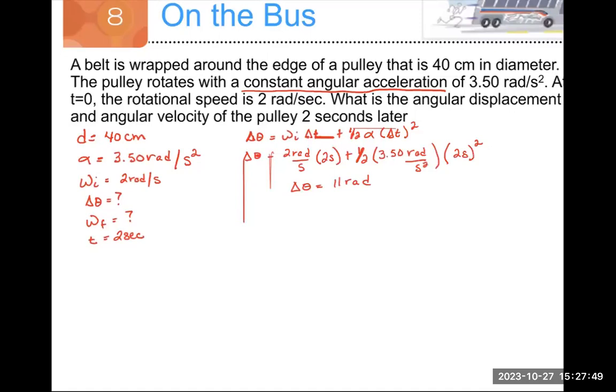And now we want to know the angular velocity of the pulley 2 seconds later, so we're looking for omega final. Again, we look at our sheets and we see omega final equals omega initial plus alpha delta t. So we have 2 radians per second plus 3.50 radians per second squared times 2 seconds. And therefore our omega final is going to come out to 9 radians per second.